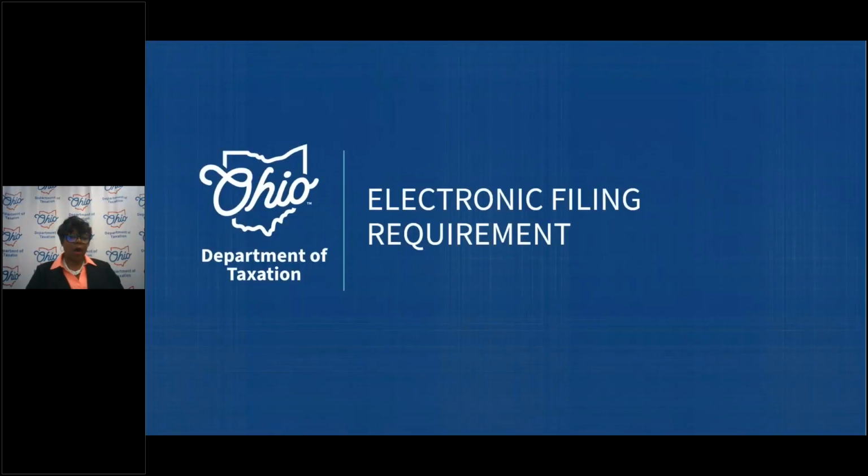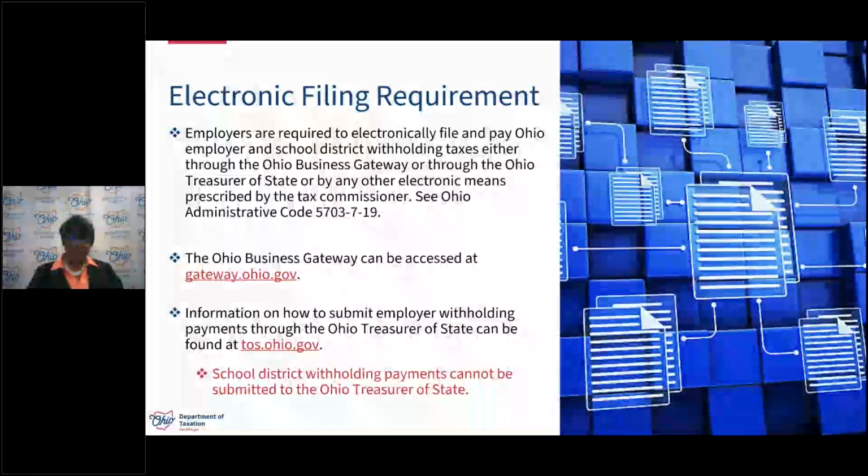All right, now our electronic filing requirement. Employers are required to electronically file and pay Ohio employer and school district withholding taxes, either through the Ohio Business Gateway or through the Ohio Treasurer of State, or by any other electronic means prescribed by our tax commissioner. You can see the detailed information about this in our Ohio Administrative Code 5703-7-19.